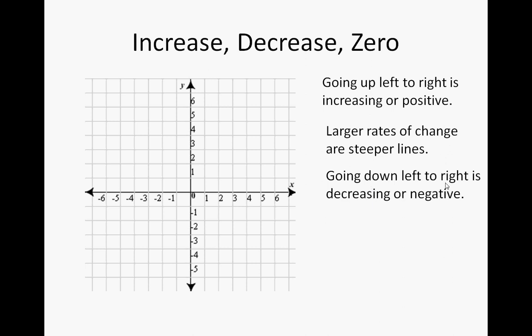Next, we're going to talk about decreasing. If a line is decreasing, it's going down from left to right. This is going down, so it is negative. See, this person was ahead of you, and now they're walking towards you, and now they're behind you after they pass you.